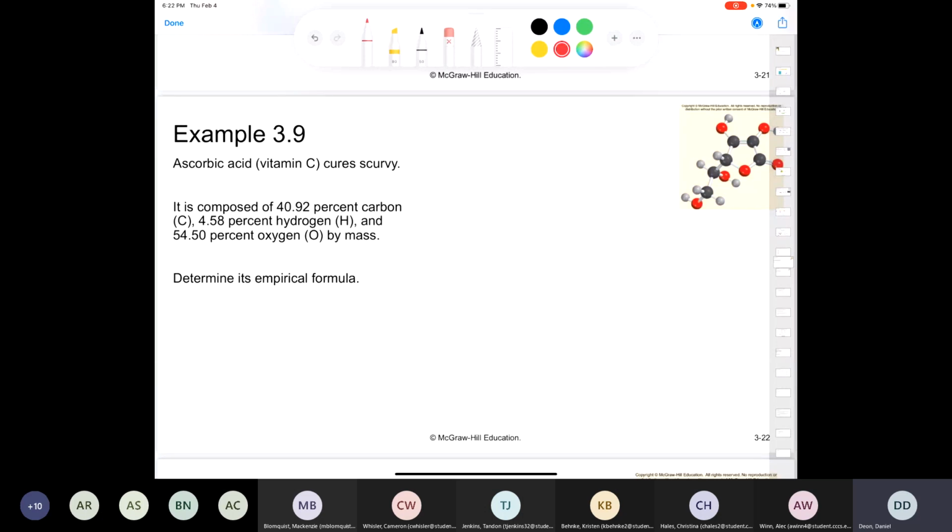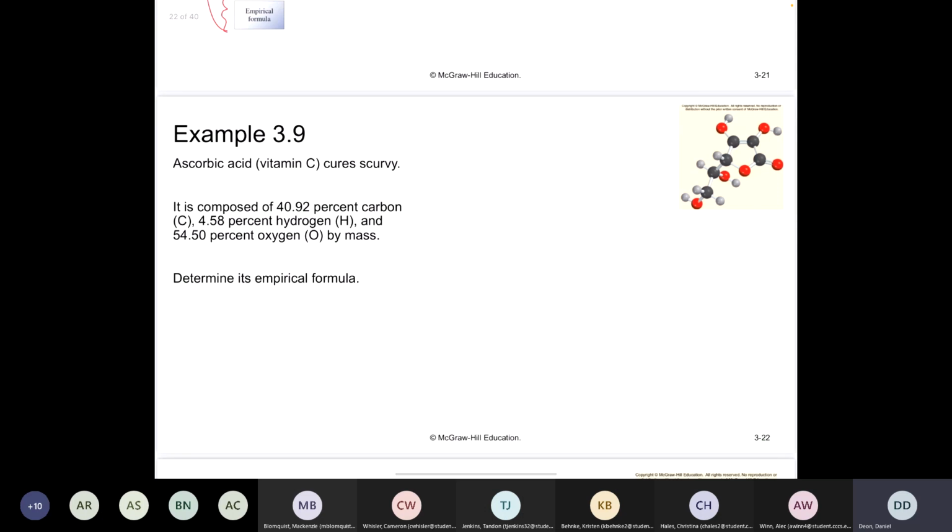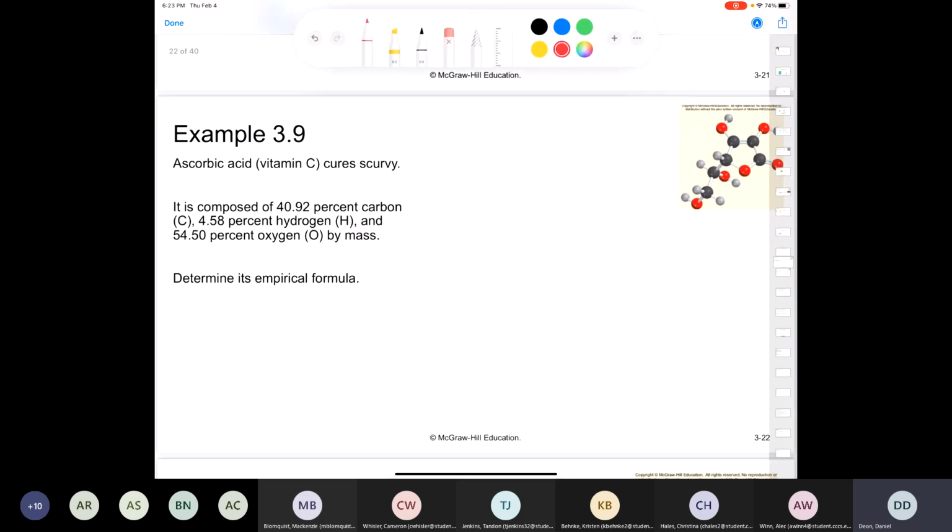Okay, so vitamin C, it's shown over here. So I kind of gave you the answer. If you look at the picture, you could probably figure it out. But anyhow, you all know what vitamin C is. It's ascorbic acid, its common name in the chemistry world. Ascorbic acid cures scurvy. It's composed of 40.92% carbon, 4.58% hydrogen, and 54.50% oxygen by mass. Okay? Determine its empirical formula. Well, let me show you the strategy of how to do this. And once I show you, you'll know it forever. And if you ever run into a problem like this, you'll be able to solve it pretty quickly.